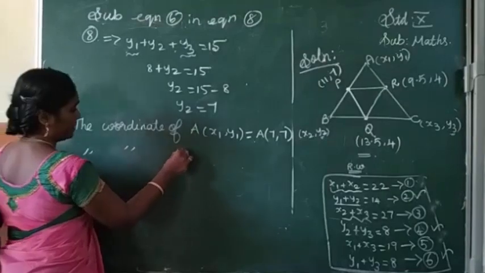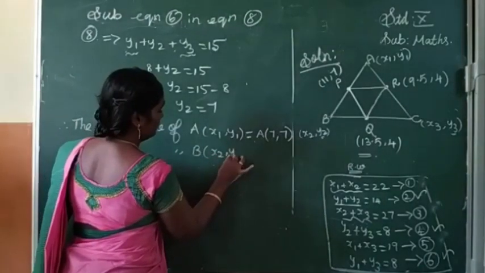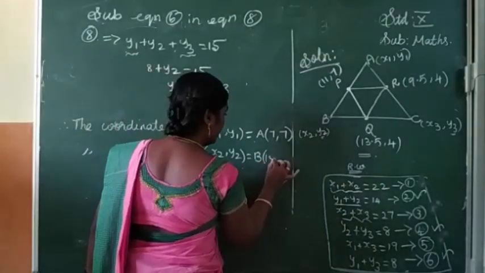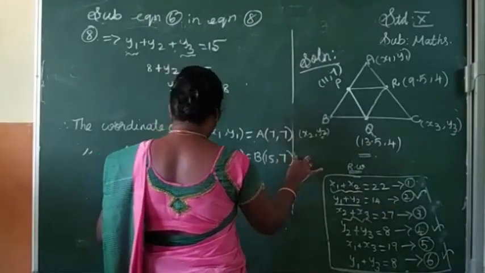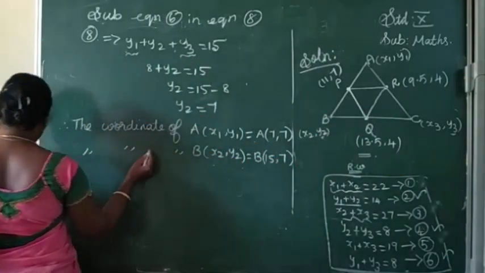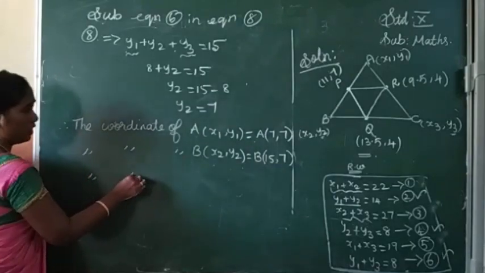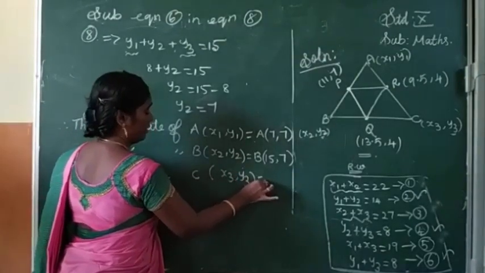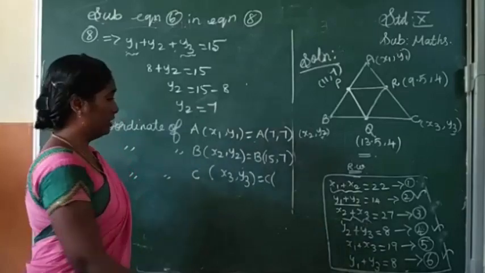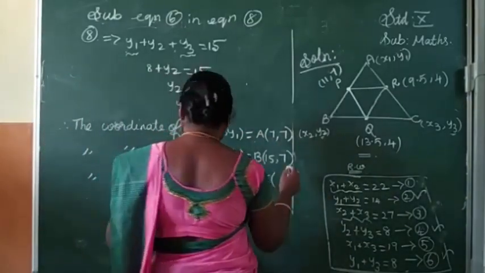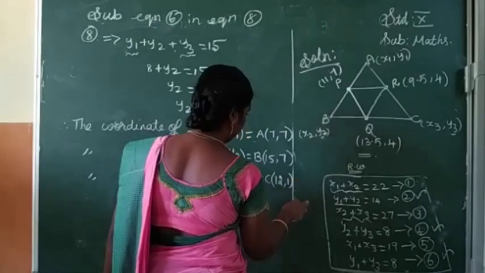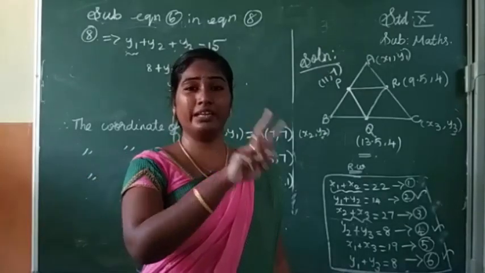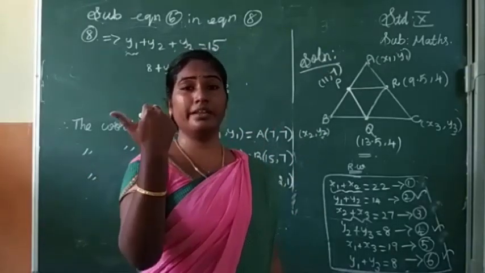Same procedure here. The coordinate of B we take x2, y2. So B. The x2 value we also got. x2 value is 15 and y2 value is 7. Next, same procedure. The coordinate of C we take x3, y3. So write C here. We already got the x3 and y3 coordinates. Just substitute them. You will get the answer 12, 1. Next, they told us to find the area of triangle ABC and compare it with the area of triangle PQR.